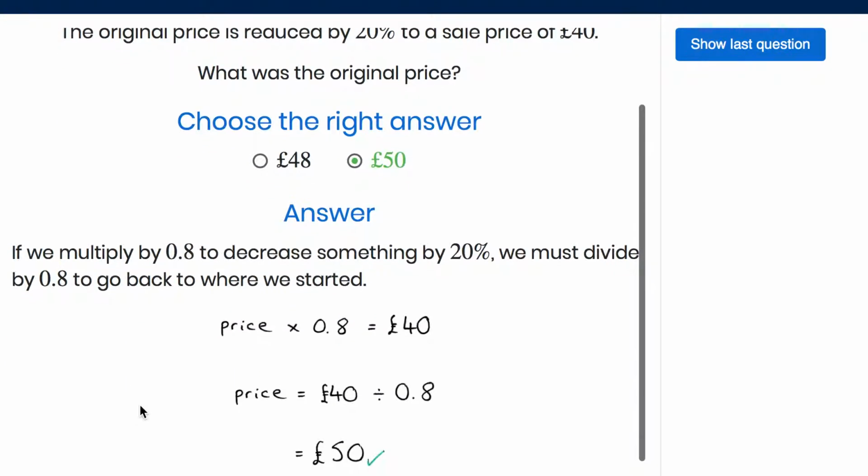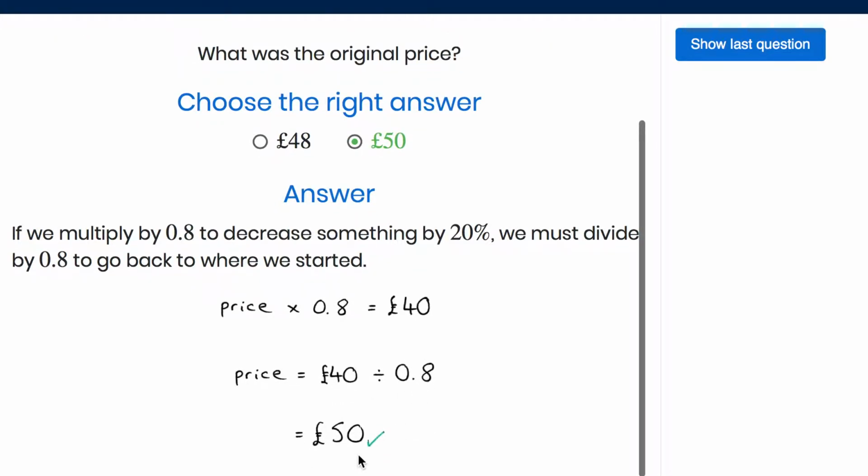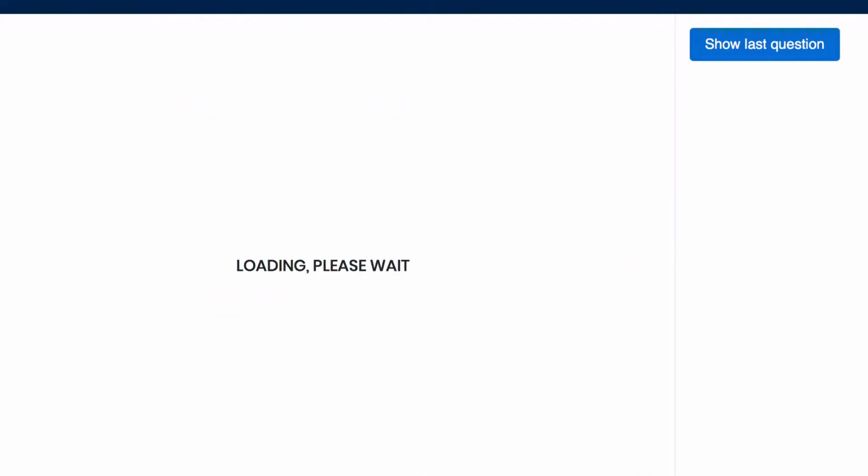So if price times 0.8 is equal to £40, then to go back and find the original price, you must do price equals £40 divided by 0.8, and that comes to £50 when entered into a calculator. Okay, now it is your turn.